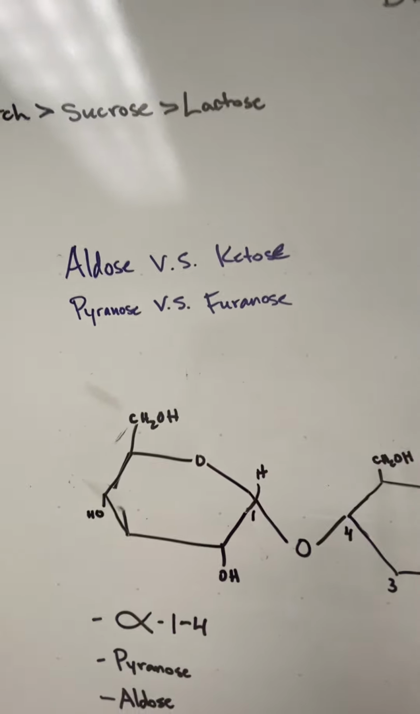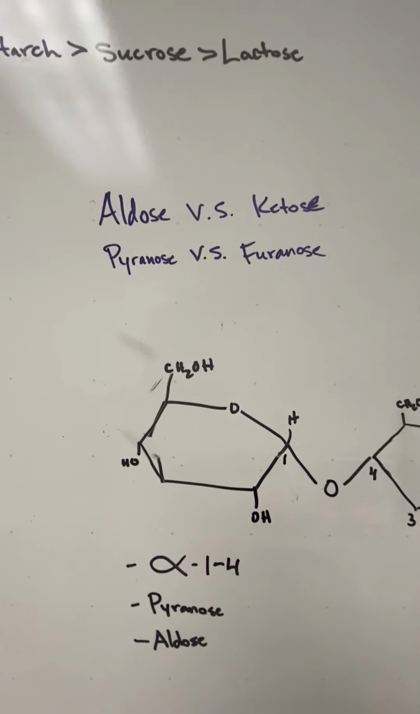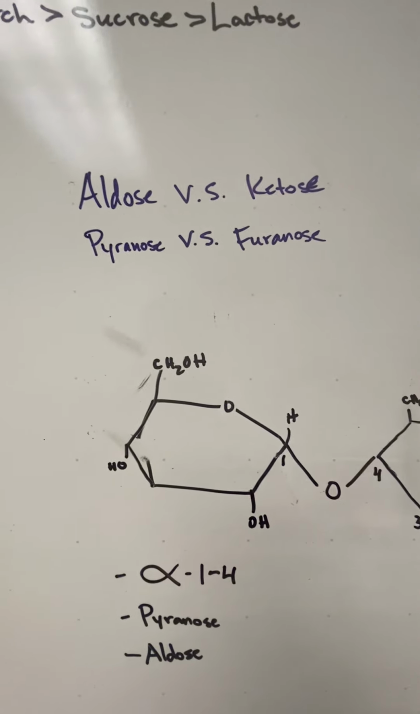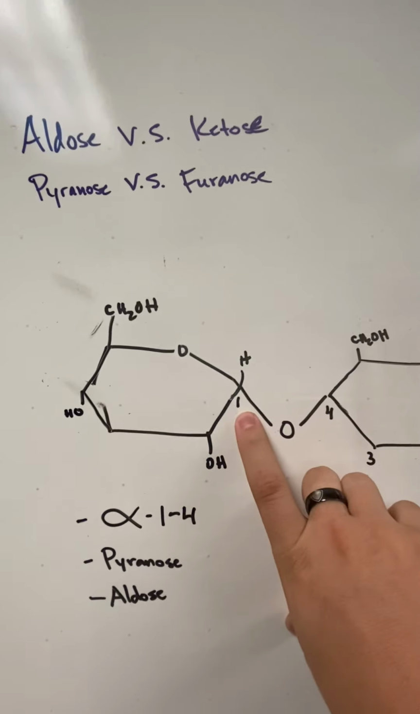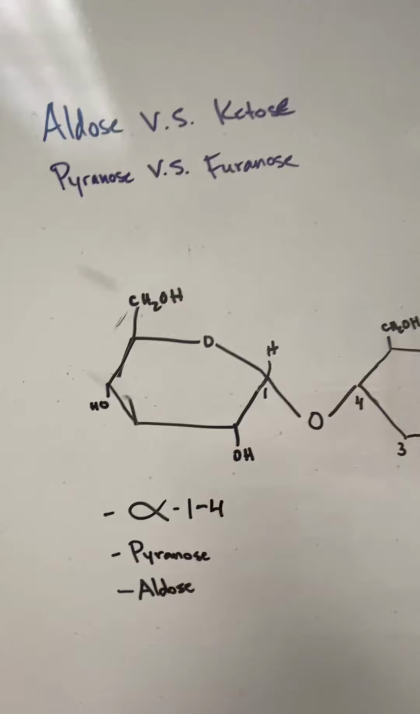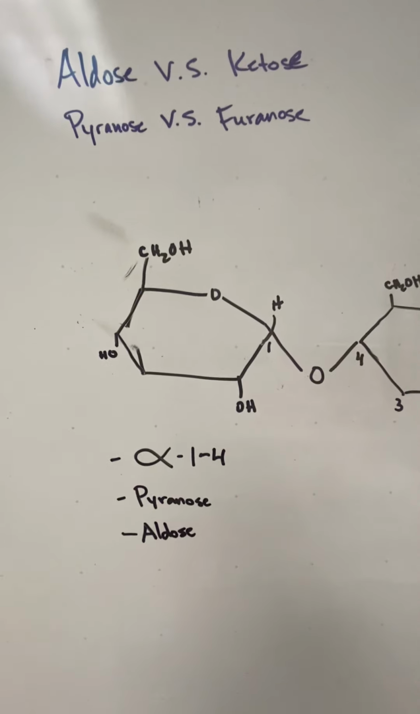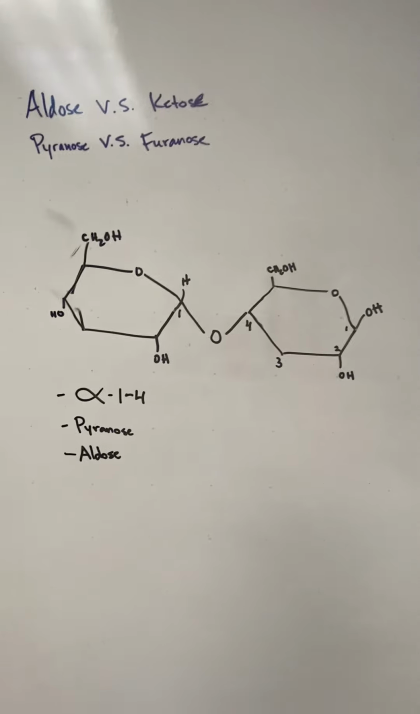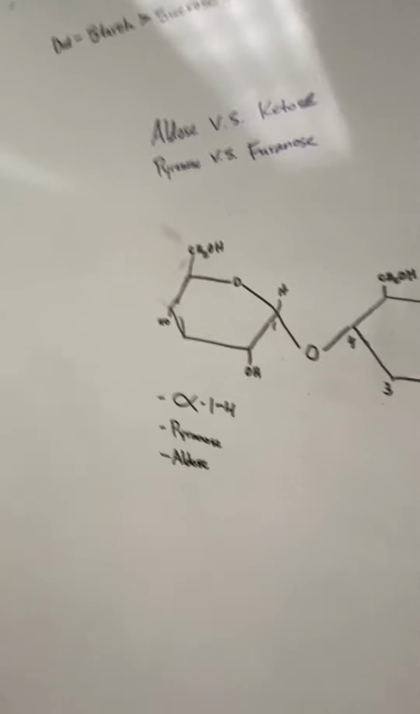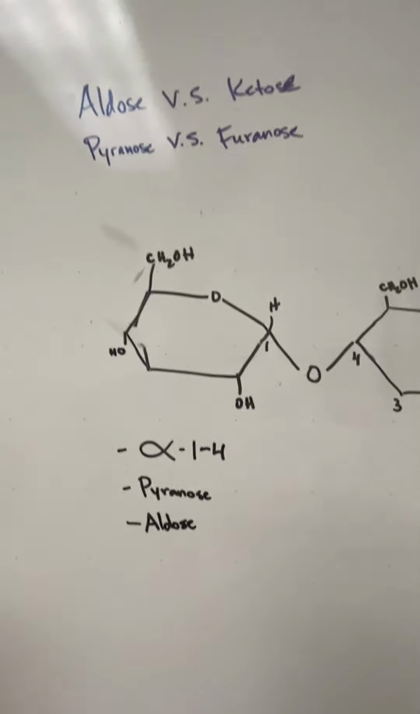So let's talk about those last 2 things. So what is aldose versus a ketose? Aldose versus ketose, and aldose comes from an aldehyde. So here it comes from an aldehyde. And then a ketose, which would be fructose, is really the only one that we need to know. That also comes from, I mean, from a ketone instead of an aldehyde.